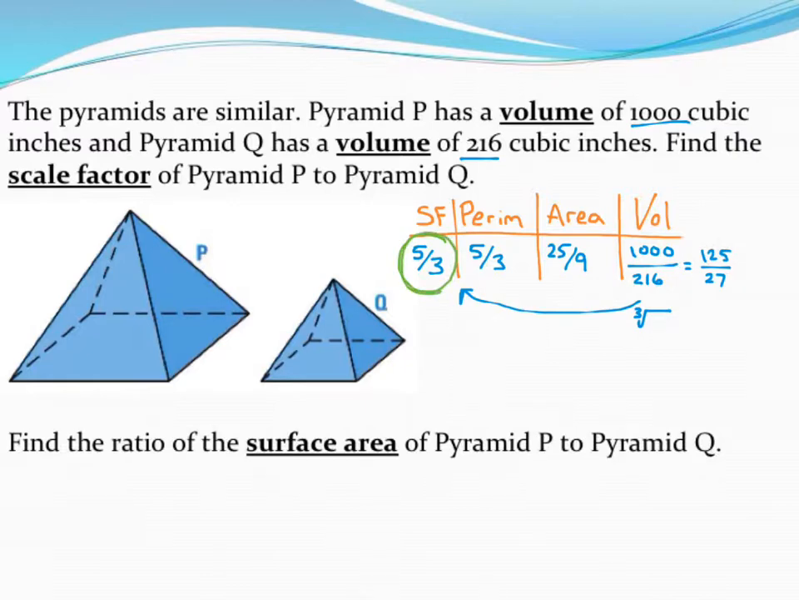The question down here said find the ratio of the surface areas. Well, it turns out that it doesn't matter if it's area or surface area, it's the same thing. So the ratio of the surface areas of the two pyramids is 25 to 9. So there are the two ratios I need. That's all they ask me for. They don't ask me to find any other volumes or surface areas.